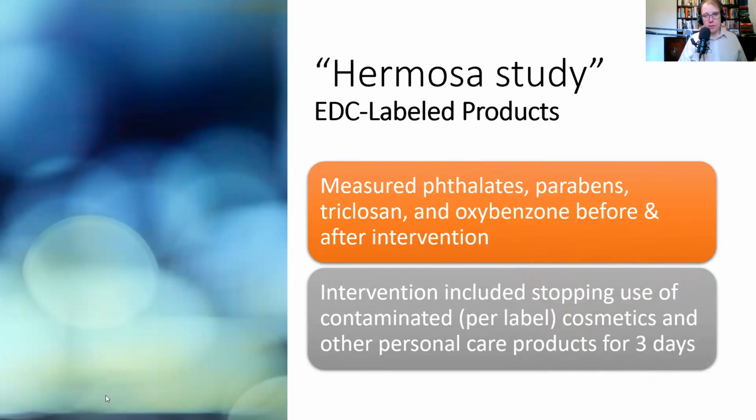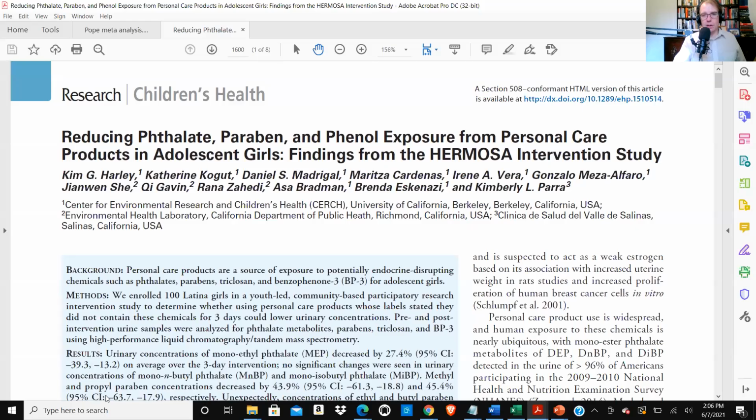The intervention included stopping use of contaminated cosmetics and other personal care products for 3 days. That wasn't 3 months, it was for 3 days, just 3 days. The title is Reducing Phthalate, Paraben, and Phenol Exposure from Personal Care Products in Adolescent Girls: Findings from the Hermosa intervention study. This is from the University of California, Berkeley.